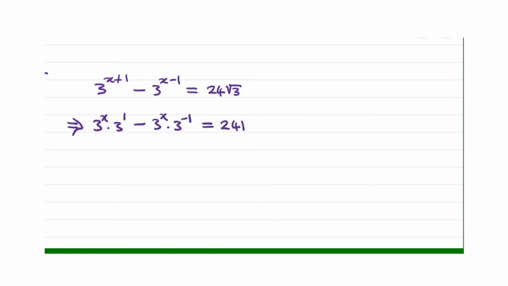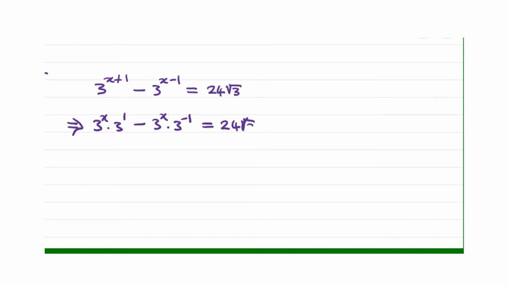If I give you 3 to the power x plus 1 minus 3 to the power x minus 1 equals 24 square root of 3, I'm sure you can see that, again we must be able to break down our terms immediately, which means it will be 3 to the power x multiplied by 3 to the power 1 minus 3 to the power x multiplied by 3 to the power minus 1 is equal to 24 square root of 3.